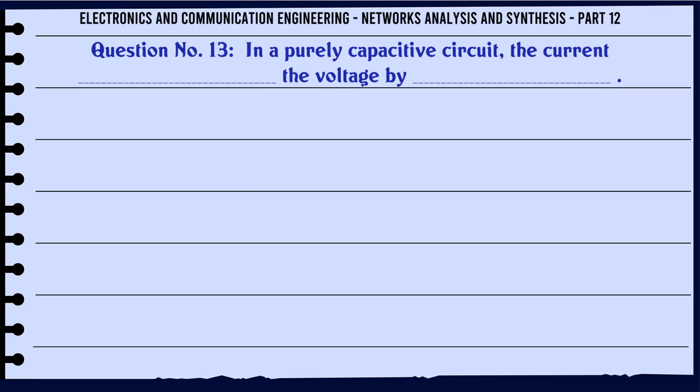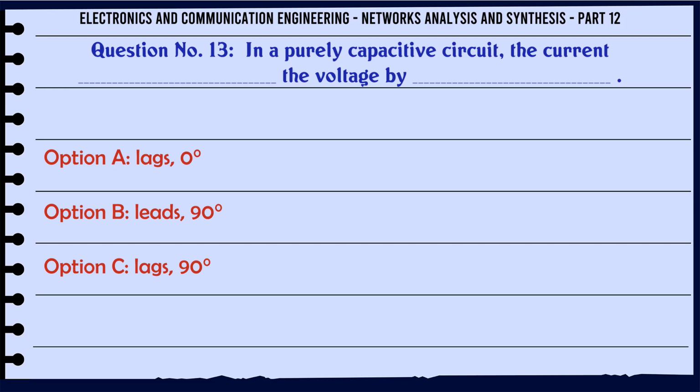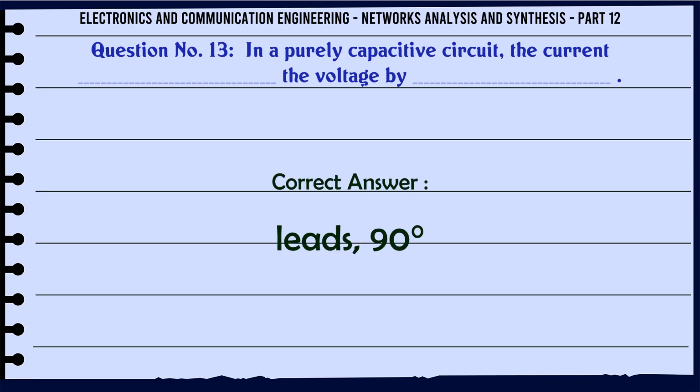In a purely capacitive circuit, the current, the voltage by: A, lags 0; B, leads 90; C, lags 90; D, lags 45. The correct answer is leads 90.